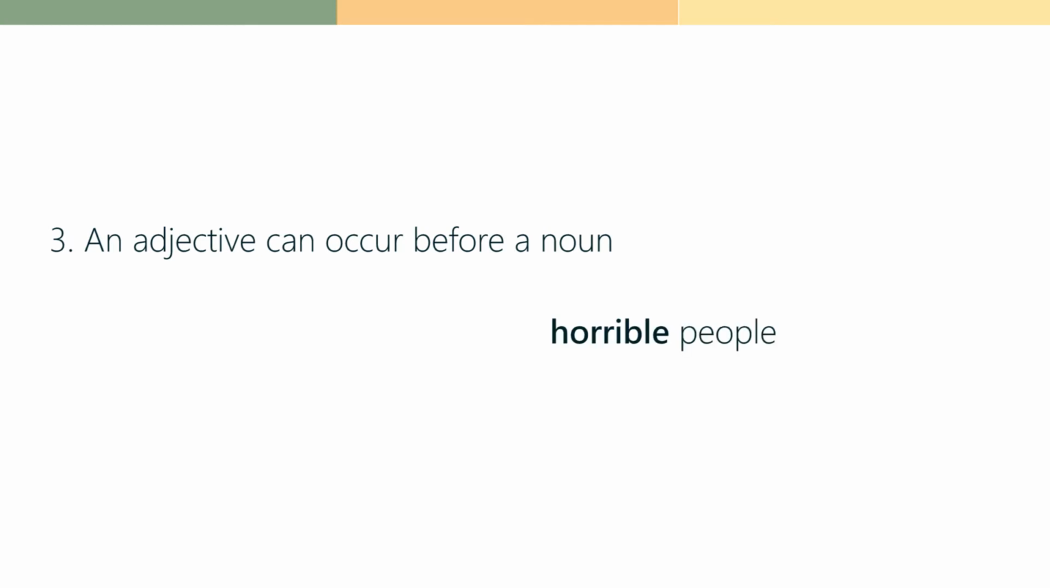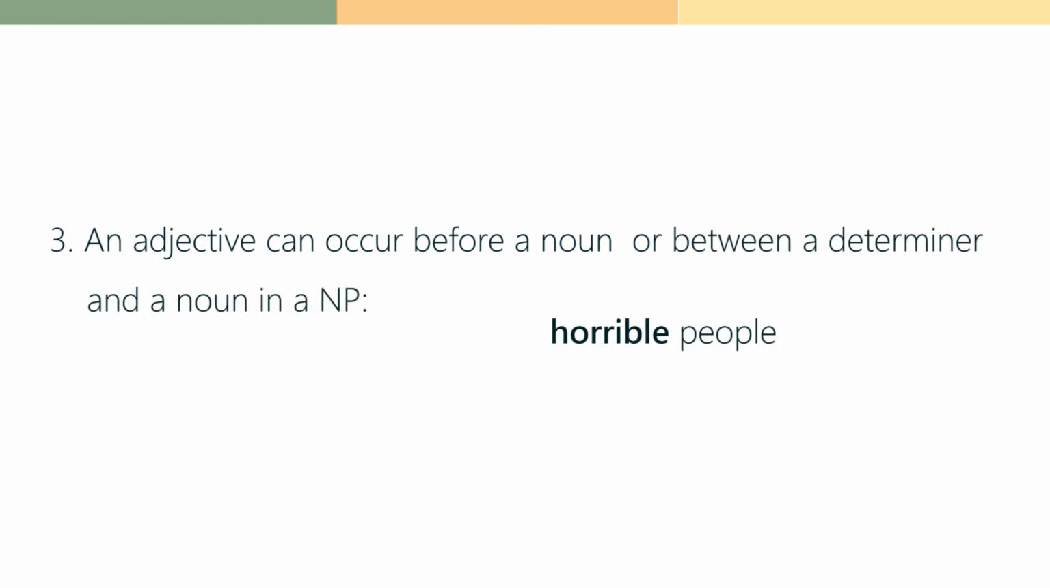The third structural property of adjectives is that an adjective can occur before a noun, like horrible people, or between a determiner and a noun in a noun phrase. For example, a smooth transition. Here, the adjective is smooth. It is occurring between a determiner and a noun.